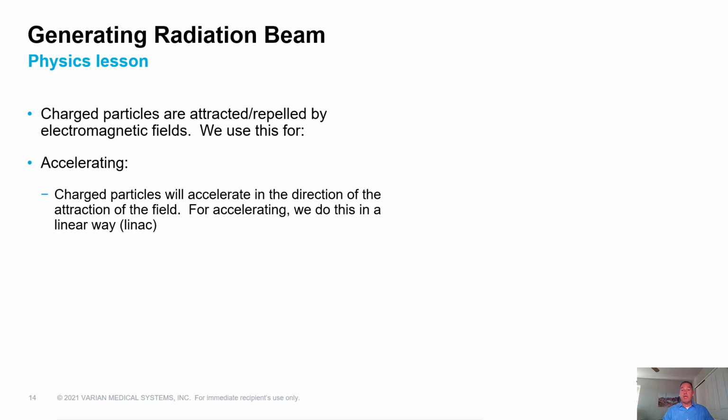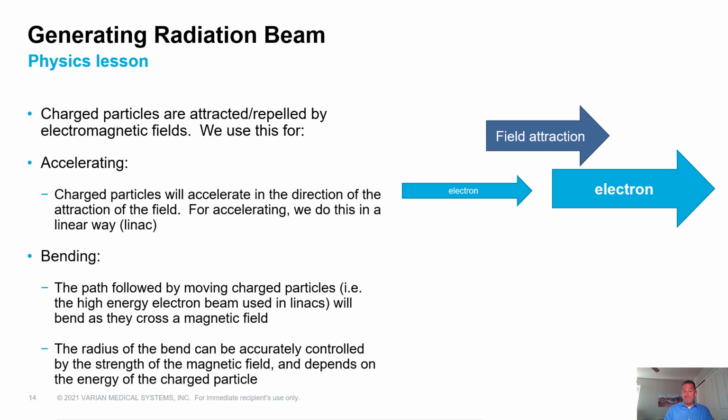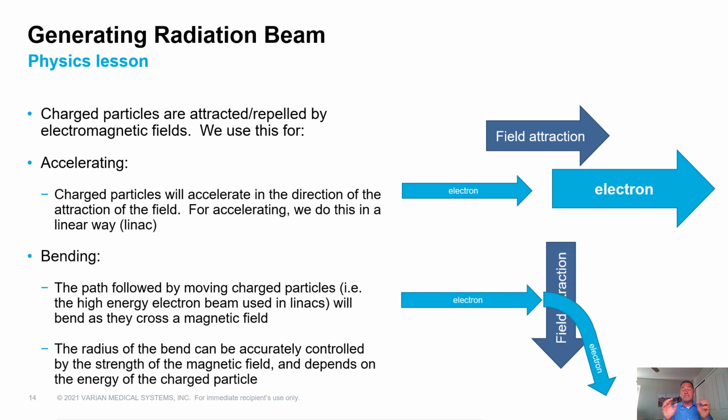Irrespective of the accelerator type, two conditions must exist for particle acceleration. The first, the particle to be accelerated must be charged. The second, the electric field must be provided in the direction of particle acceleration. So what is this telling us? It's telling us that charged particles are attracted and repelled by electromagnetic fields. And we use this for both accelerating the beam and bending the beam. The charged particles will accelerate in the direction of the attraction of the field.